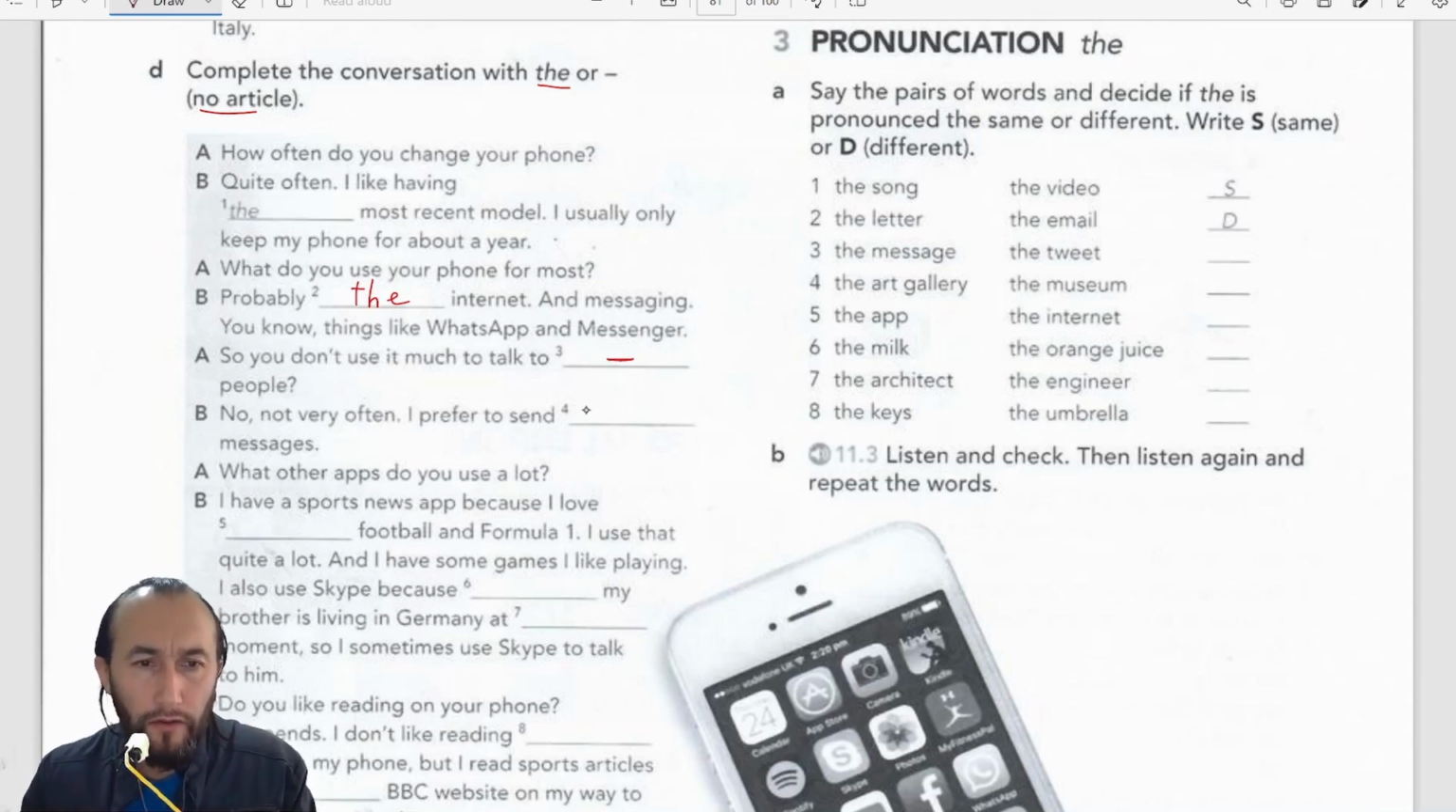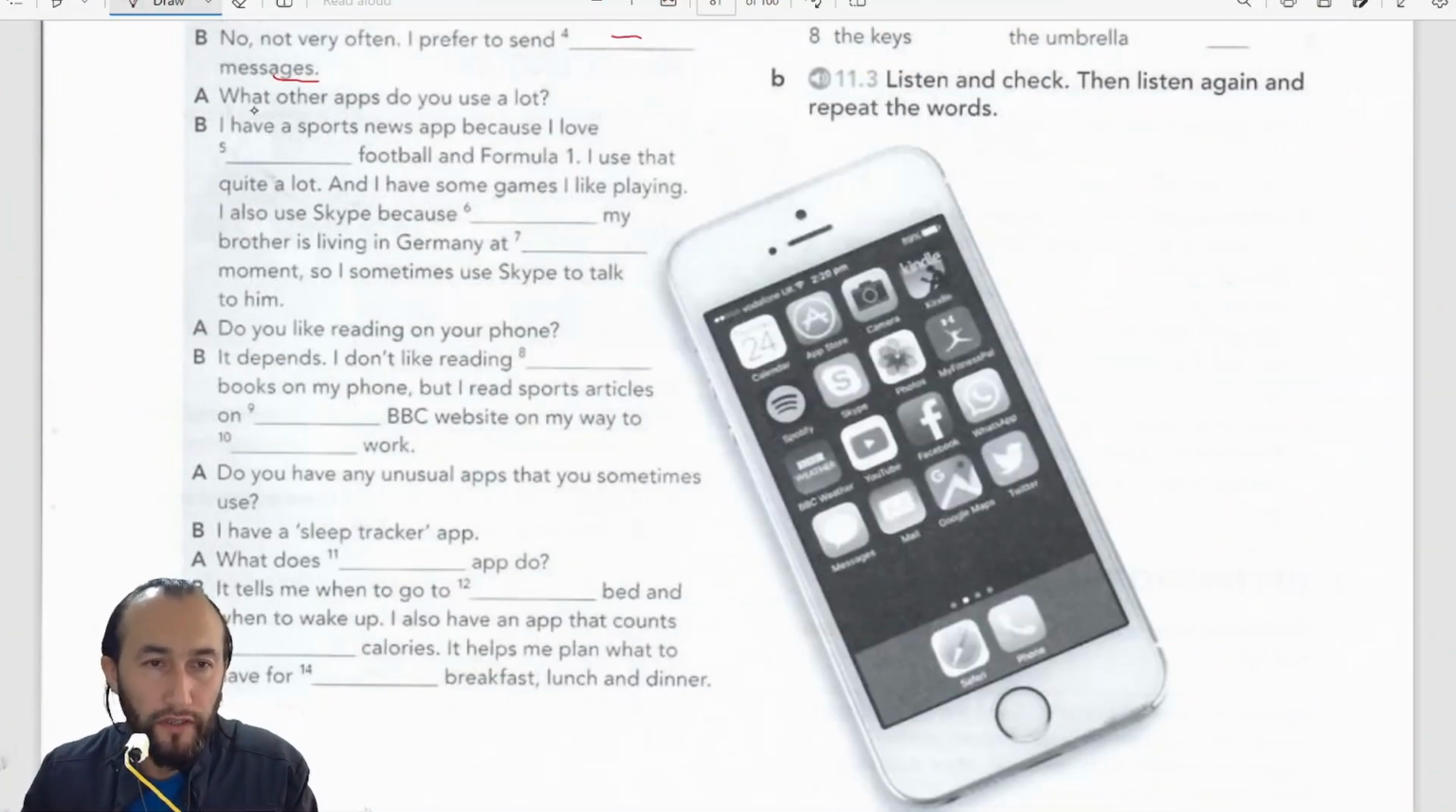I prefer to send messages. To send, again, generally messages. So no article here. To send messages. Right. Now A is asking more questions here. What other apps do you use a lot, right? And B is saying, I have a sports news app because I love football and Formula One. I love football, so general information again. I love football and I love Formula One.